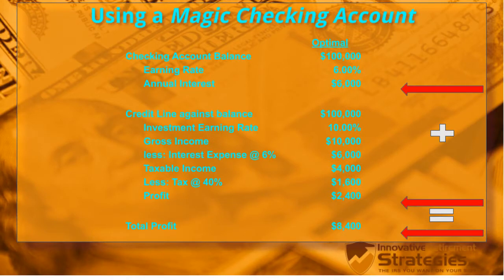So let's just assume that you have $100,000 in your magic checking account, and you are making a private money loan to a real estate investor at a rate of 10%. Now, in your magic checking account, you're earning, just for the purpose of example, 6% on your balance. And you're also paying 6% on the credit line against that balance. So the interest that you're earning exactly offsets the interest that you're paying. Except in this case, we're actually using that money to make a hard money loan where we're making 10%.